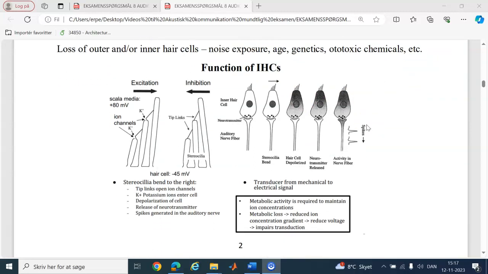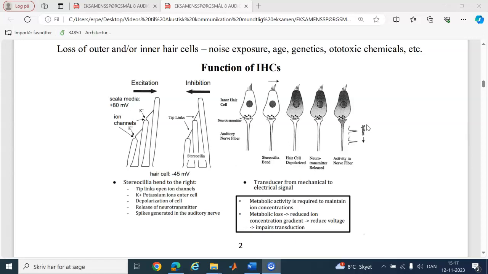Okay, what is the function of inner hair cells? There are those stereocilia. They are moving to the right and middle and back. When they are moving to the right, the inner hair cells, which hold some neurotransmitter, are connected to the auditory nerve fiber. When the stereocilia bend to the right, the hair cells are depolarized because of liquid movements, and then the neurotransmitter is released, and it brings activity in nerve fibers in the form of so-called spikes.